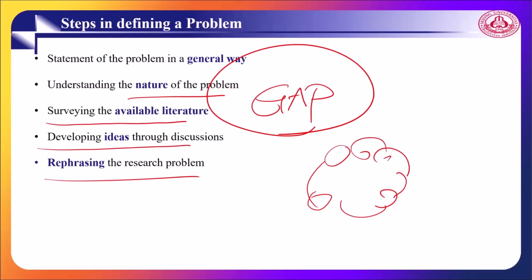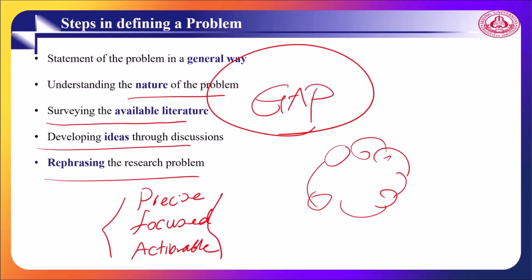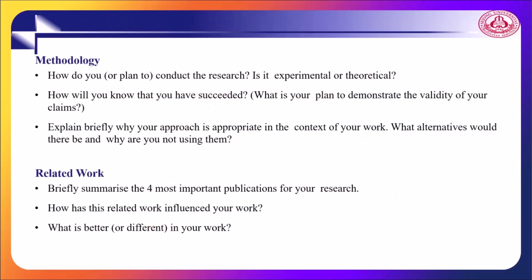And then we rephrase the problem statement based on the insight gained from the literature review and the discussion that you have with experts and other people. We try to refine and restate the research problem. This final formulation should be precise, focused, and actionable. These are the characteristics of the research problem.